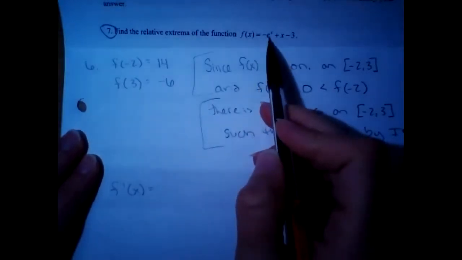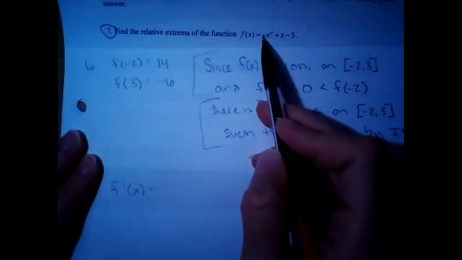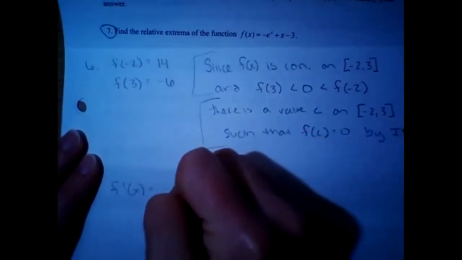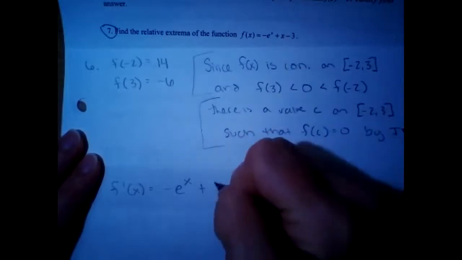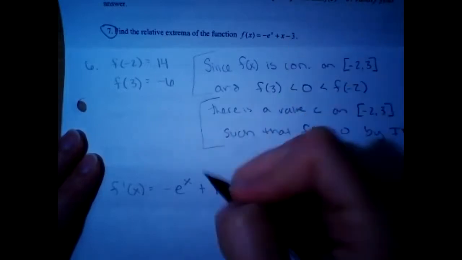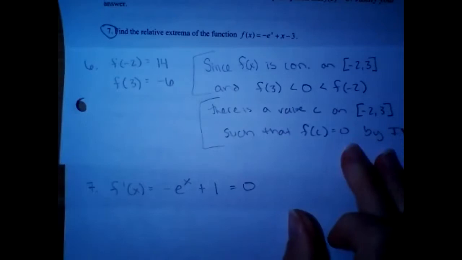All right, so derivative of e to the x is just e to the x. It just so happens to be negative. So negative e to the x plus derivative of x is 1. -3 is a constant, so it's gone. And we're going to set that equal to 0.